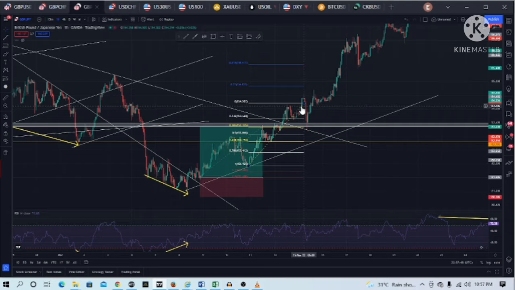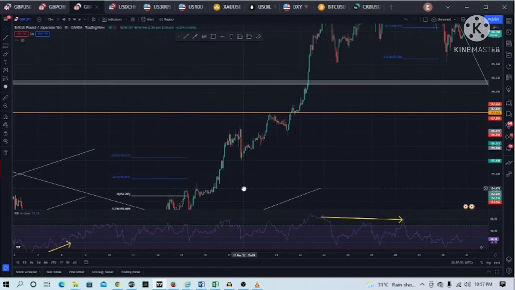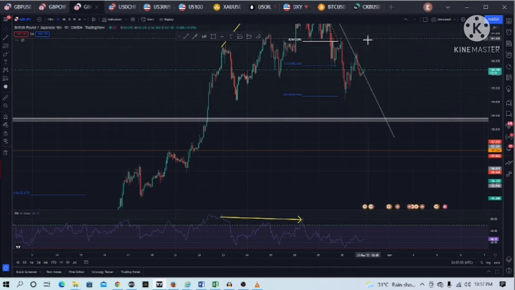Sorry guys, I couldn't call out this trade. I was very busy, but I took it anyway. I couldn't make the video about it. So you can see this is where we are currently.